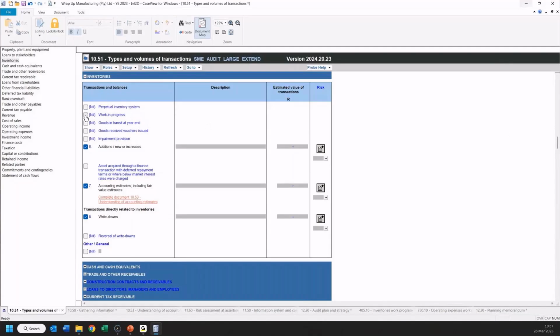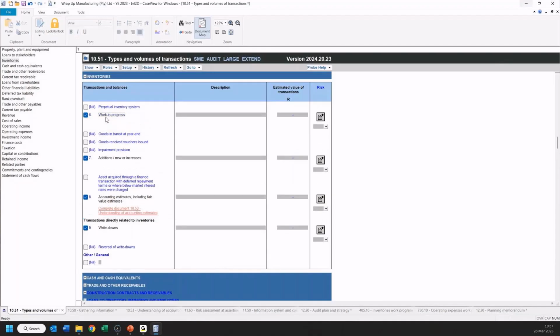does the client have work in progress? Well, it's a manufacturing company, they do have work in progress. So I'll switch on work in progress. And when we get to the inventory work program, there will be specific steps to test work in progress, depending on the assertions that I've activated. Do we have goods in transit at year end? Do we have goods received vouchers issued? Do we have an impairment provision?